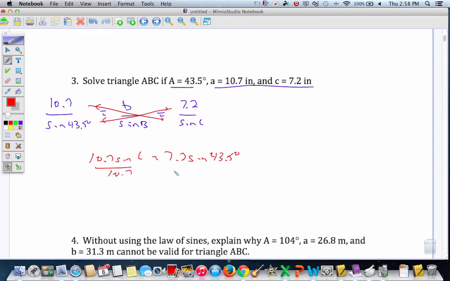Let's try that so we don't transpose it again. Sine of 43.5. I divide by 10.7. We have to convert that to an angle. An angle C would be about 27.6 degrees.